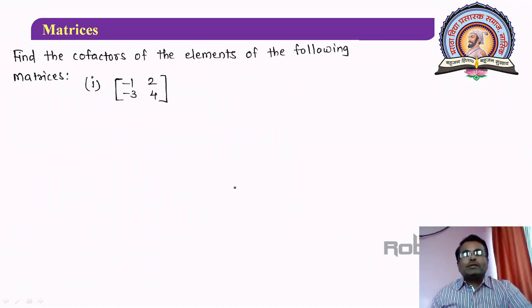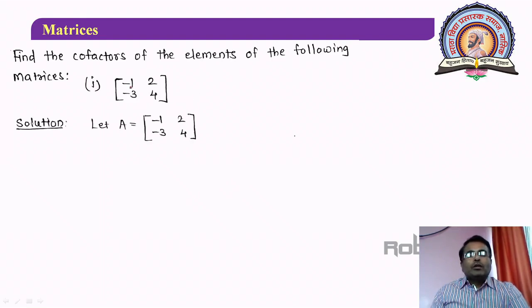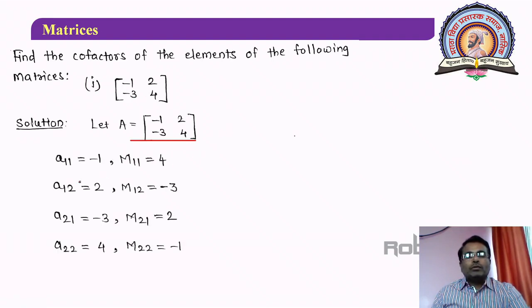Next, we are going to consider some examples from our textbook, that is Maharashtra textbook. First example is find the cofactors of elements of the following. Suppose we consider first example minus 1, 2, minus 3, 4. So, given matrix is this one. To find the cofactors, what we have to do? You have to consider A11, that is, given elements are, this is A11, this is A12, this is A21 and this is A22. Then you have to obtain minors first.